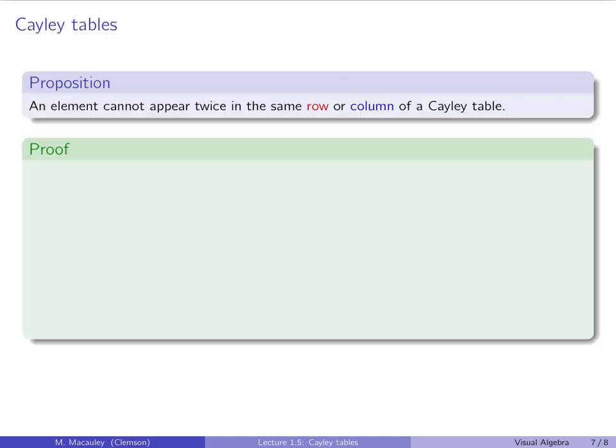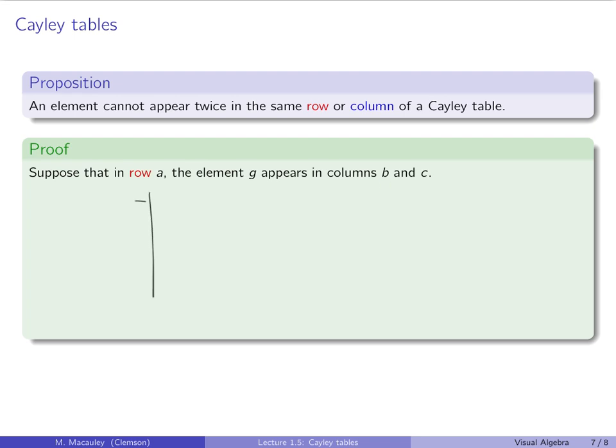Okay, now we're ready to prove something. I claim that an element in a group cannot appear twice in the same row or column of a Cayley table. Seems straightforward enough, right? But how would we prove something like that? Let's start by supposing that in row A, the element G appears in columns B and C.